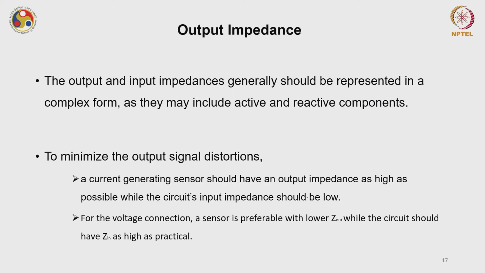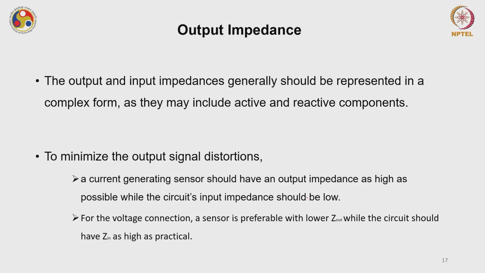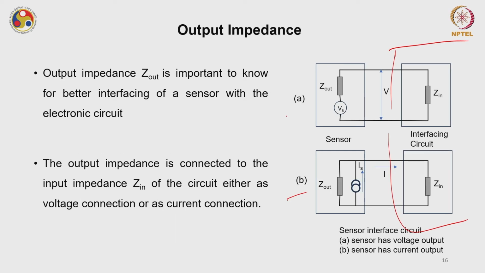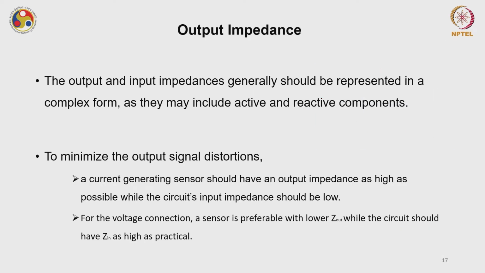So for condition B, a current generating sensor should have an output impedance as high as possible, while the circuit's input impedance should be low. However, for condition A, a sensor with lower Z out is preferable, while the circuit should have Z in very high. Practically, the input impedance of the interface circuit is very high if the sensor is a voltage generating device. This is a thumb rule you should always remember while designing an interface circuit for a sensor.